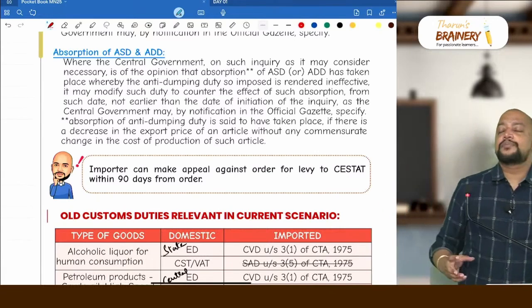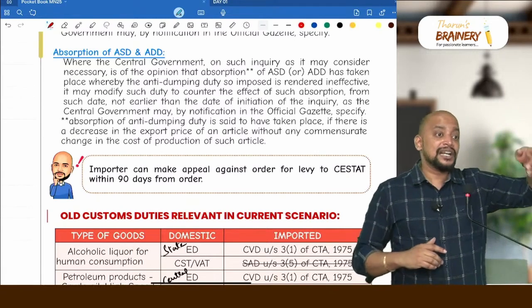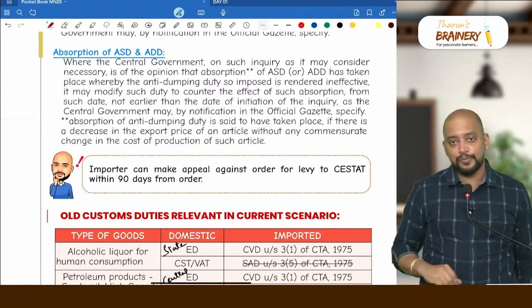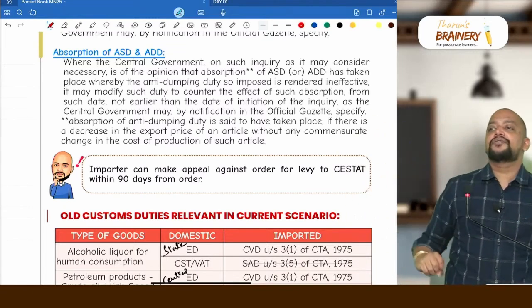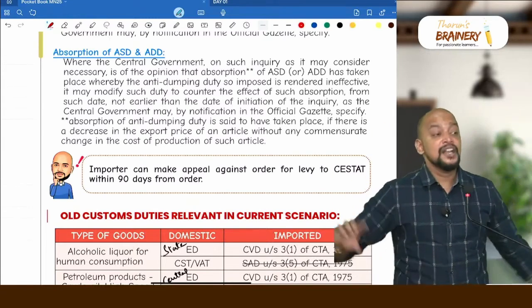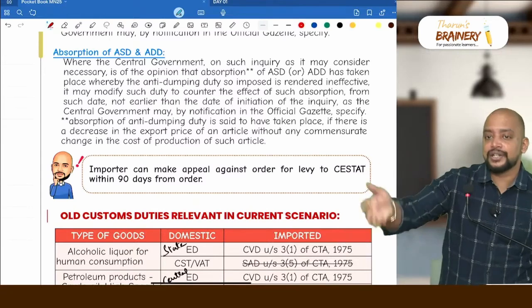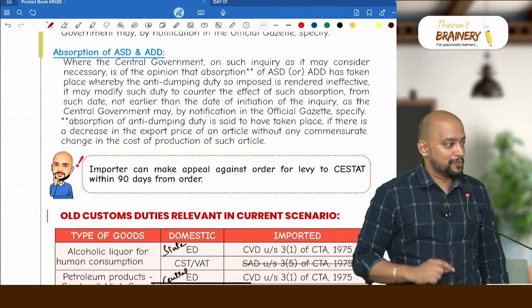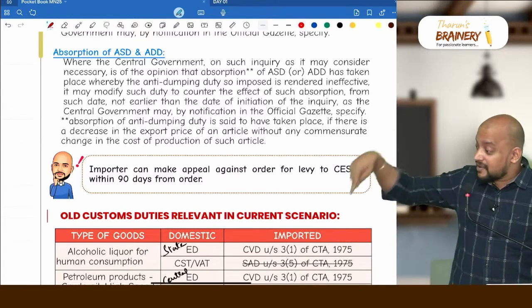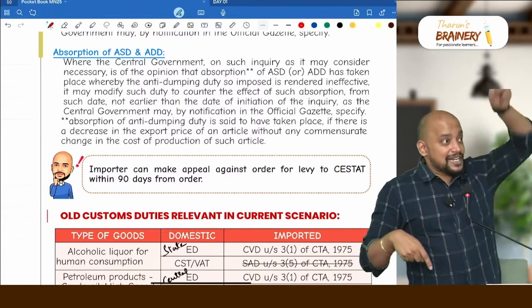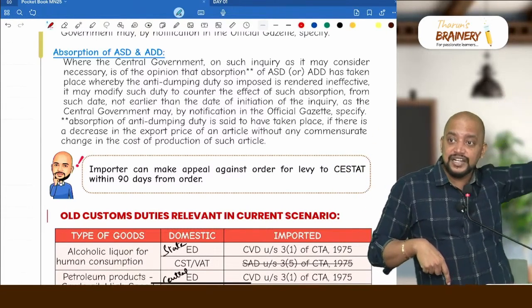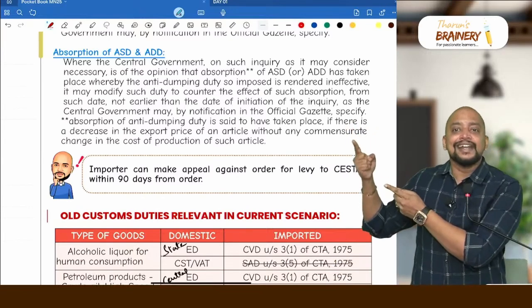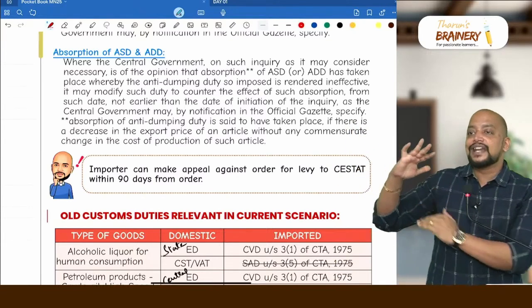Whenever the central government is of the opinion that the exporter has unnecessarily reduced the export price in order to absorb the effect of this anti-dumping duty or anti-subsidy duty without commensurate value addition, there is no real value addition, the same product, but they have reduced the export price, then they can revise the anti-dumping duty to whatever extent he has reduced. Say he reduced $10, then here they can increase it by $10, so that they maintain that price.